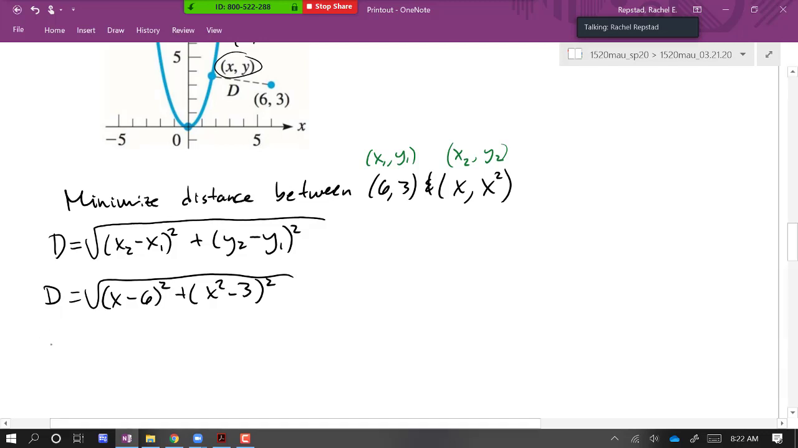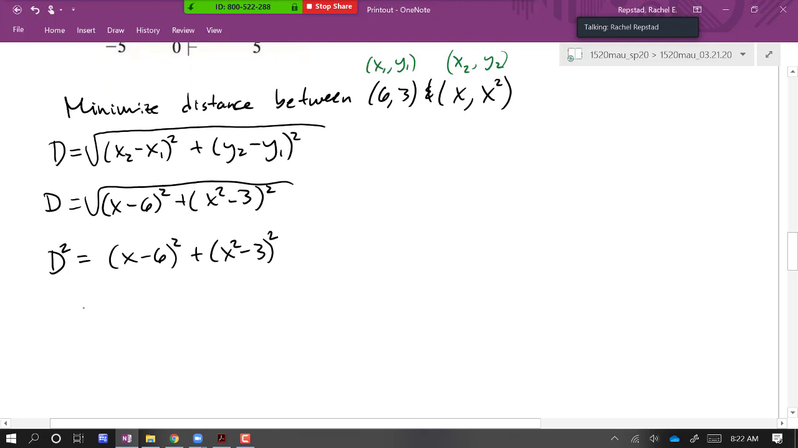So if we square both sides, then we get d squared is equal to (x minus 6) squared plus (x squared minus 3) squared. I'm going to do some more algebra. I'm going to FOIL out these squares on the right side. So we have x squared minus 12x plus 36 plus, oh whoops, that's x to the 4th minus 6x squared plus 9, and I'm going to just combine some like terms.